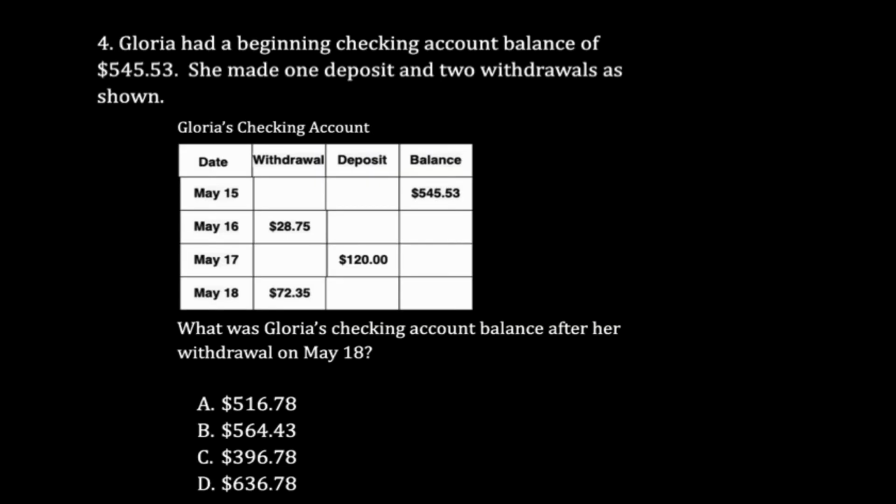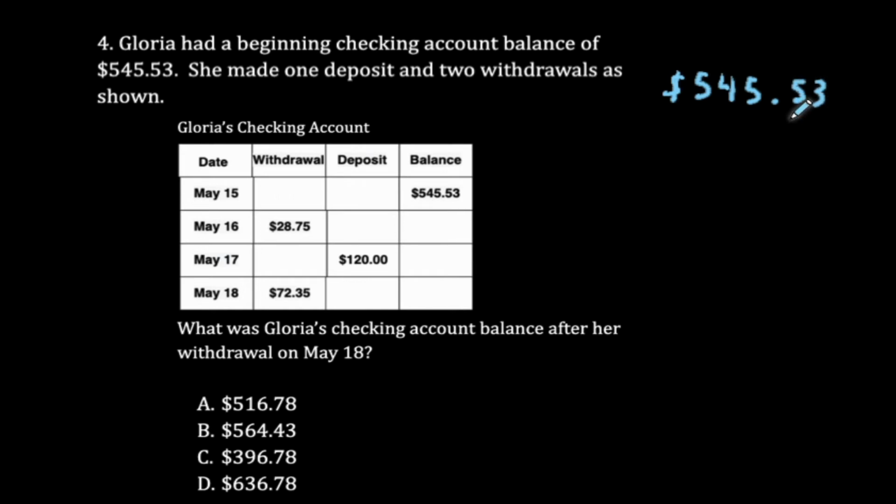Question number 4. So it says here, Gloria had a beginning checking account balance of $545.53. She made 1 deposit and 2 withdrawals as shown. So we can see here where she has 2 withdrawals and 1 deposit. And then it's asking us what was Gloria's checking account balance after her withdrawal on May 18th. Okay, so we're going to take all of this into consideration. So we know that she started with a beginning balance of $545.53.